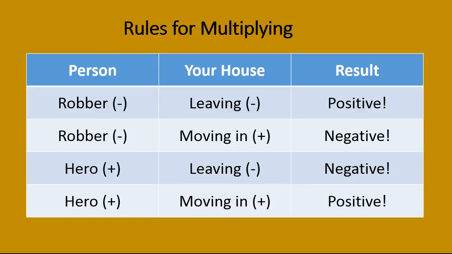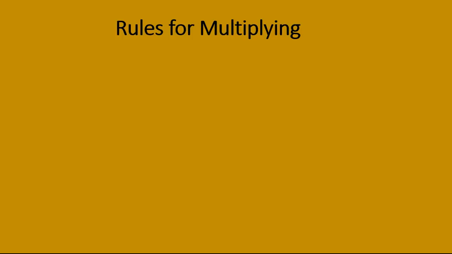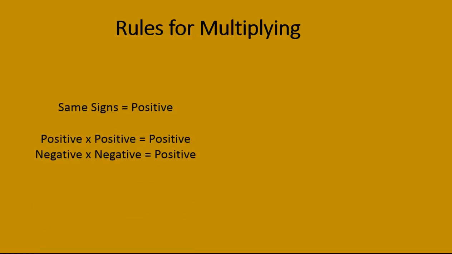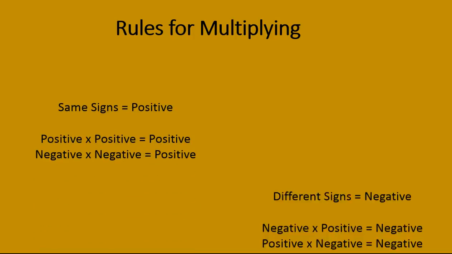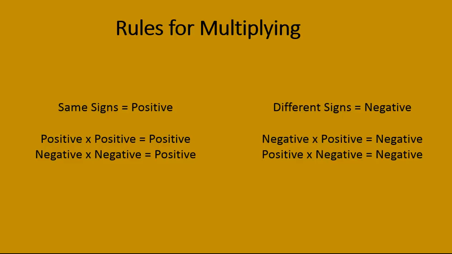So if you look at all of this, you'll notice some patterns. If the signs are the same, a negative and a negative, or a positive and a positive, the result is positive. If the signs are different, a negative and a positive, or positive and negative, the result is negative. That's the rules for multiplying. So again, same signs will give you a positive result. Different signs will give you a negative result. Those will be universal rules for multiplication.